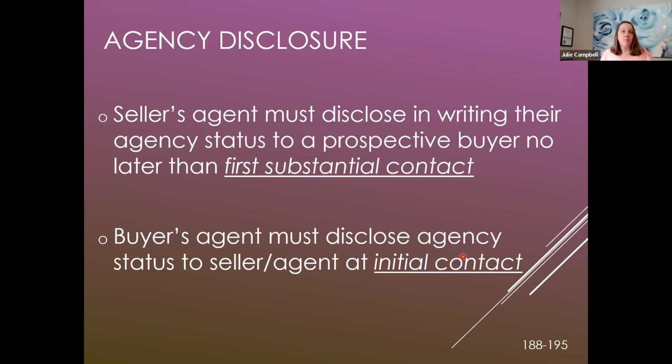Maybe they want to know if there's any pets that have ever lived in the home, or if anybody ever smoked there. So now you call the listing agent, because you got to get this question answered before you show it. You say, my name is Julie Campbell and I'm working with a buyer. We have to disclose that role, that status of being a buyer's agent at initial contact. They have to know that going into it.